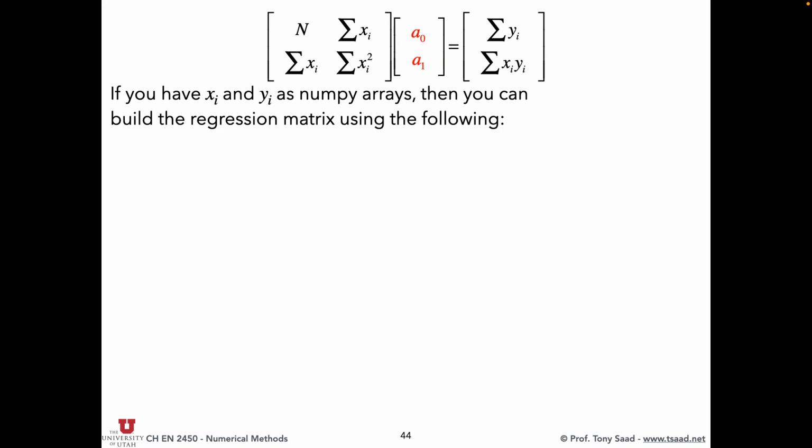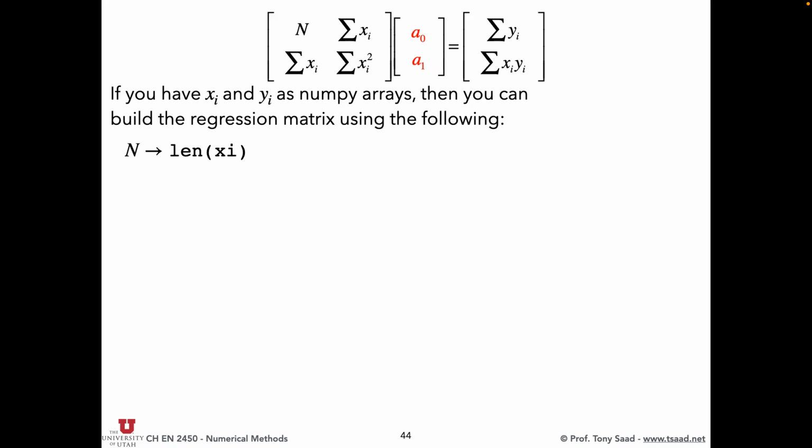How do you put this matrix in? How do you put the entries over here? It's pretty simple. N is simply len of xi. That's the length of your array. It could be a NumPy array, could be a list, however you're loading it up. My guess is that if you're loading it from a data file, it's probably going to be a NumPy array or some pandas, so you can get the length from that.